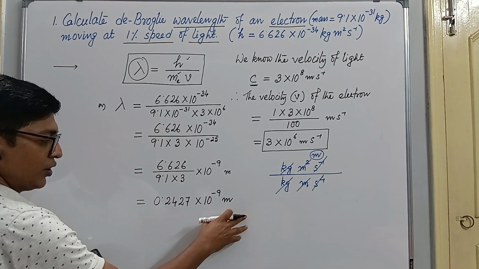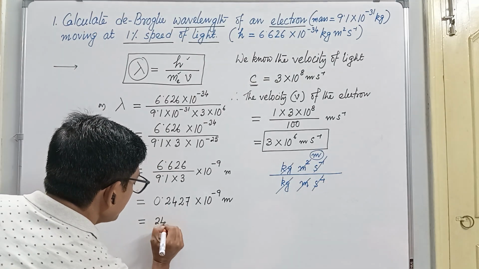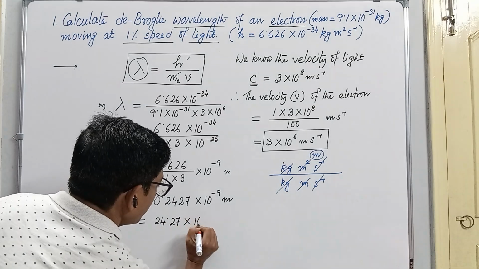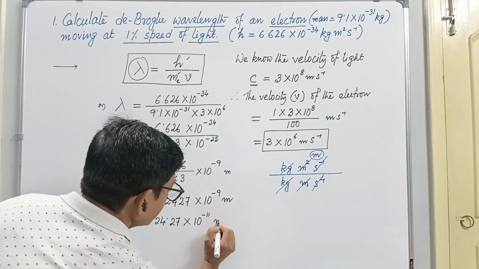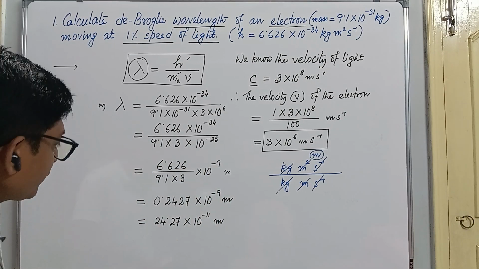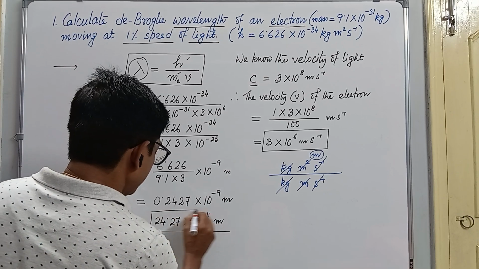You can leave your answer here, or if you want to make it a little bit better, you can write it as 24.27 into 10 to the power minus 11 meter. So this is our answer. Here you have seen how we got the final answer.